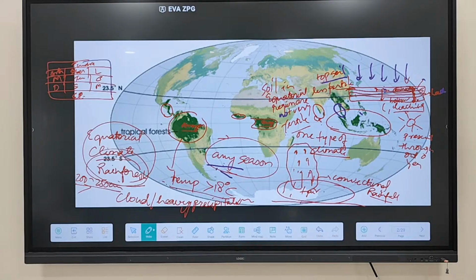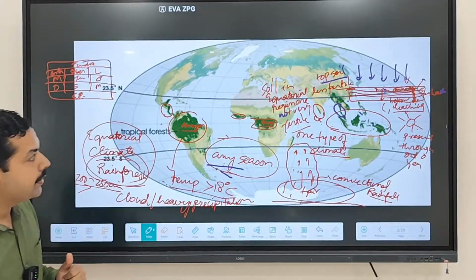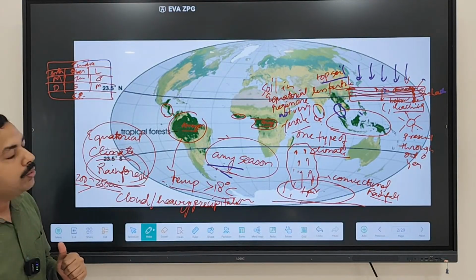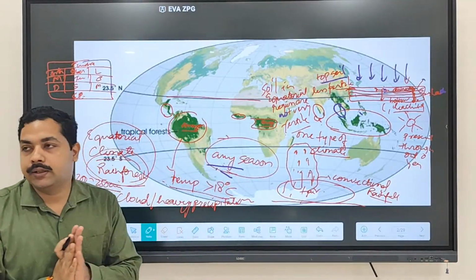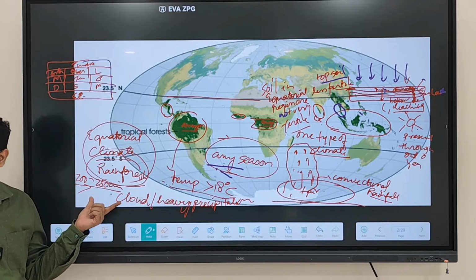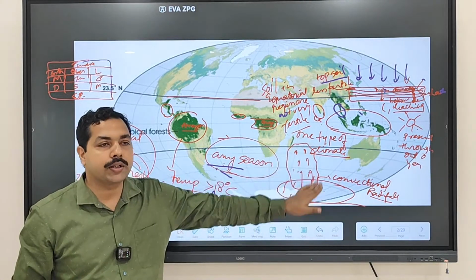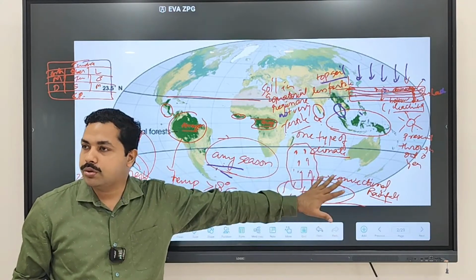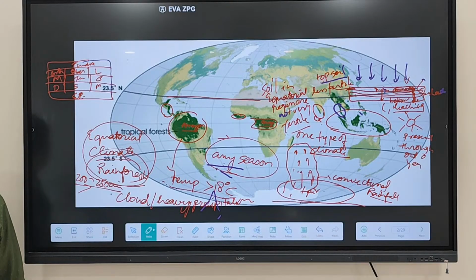Other than this, you'll also find other phenomena happening. Now, since rainfall is abundant in this region, as we discussed, a high amount of rainfall is happening. Rainfall is greater than 200 to 250 centimeters. Why? Because convectional currents are generated and this produces huge rainfall. Fine. If rainfall is huge, what will happen?